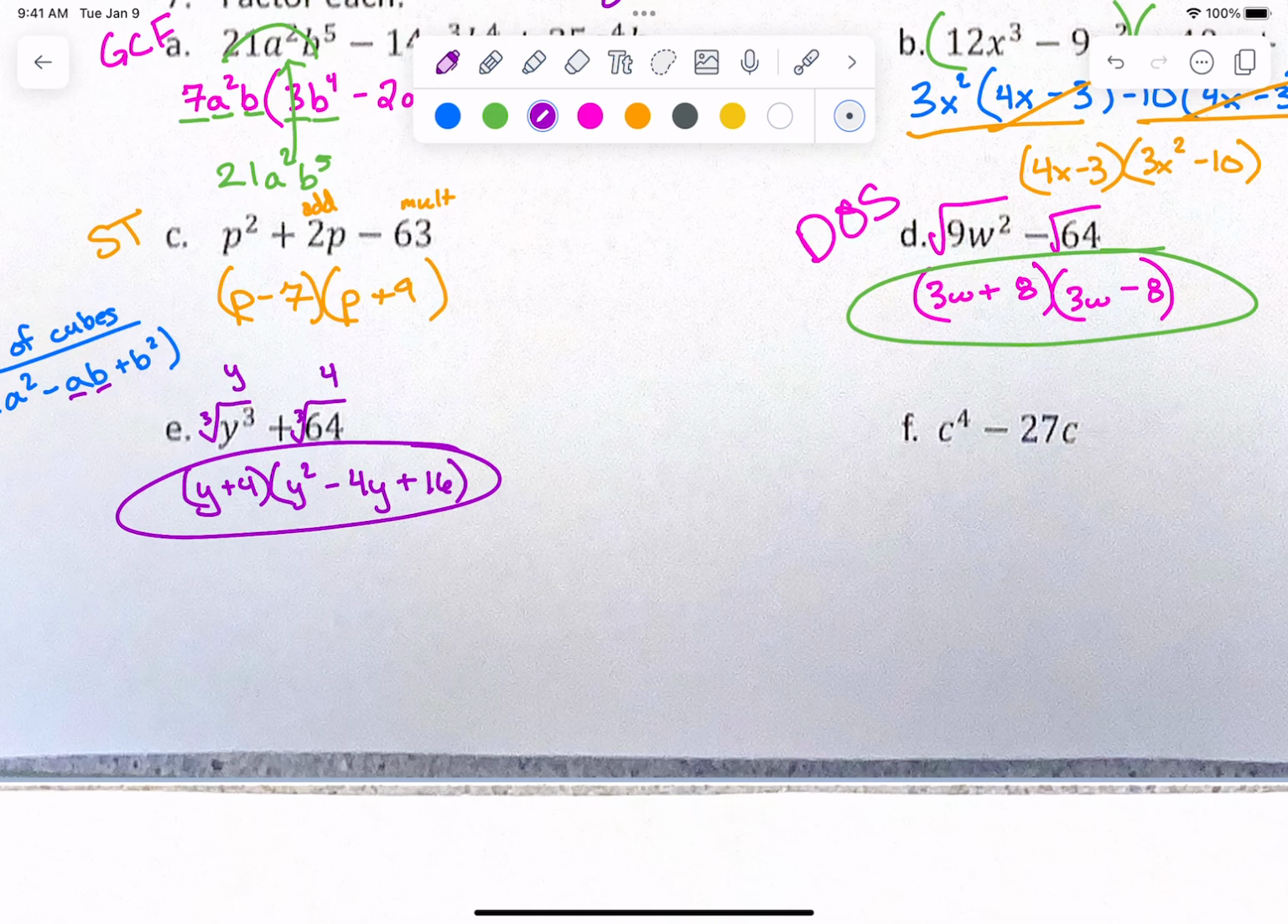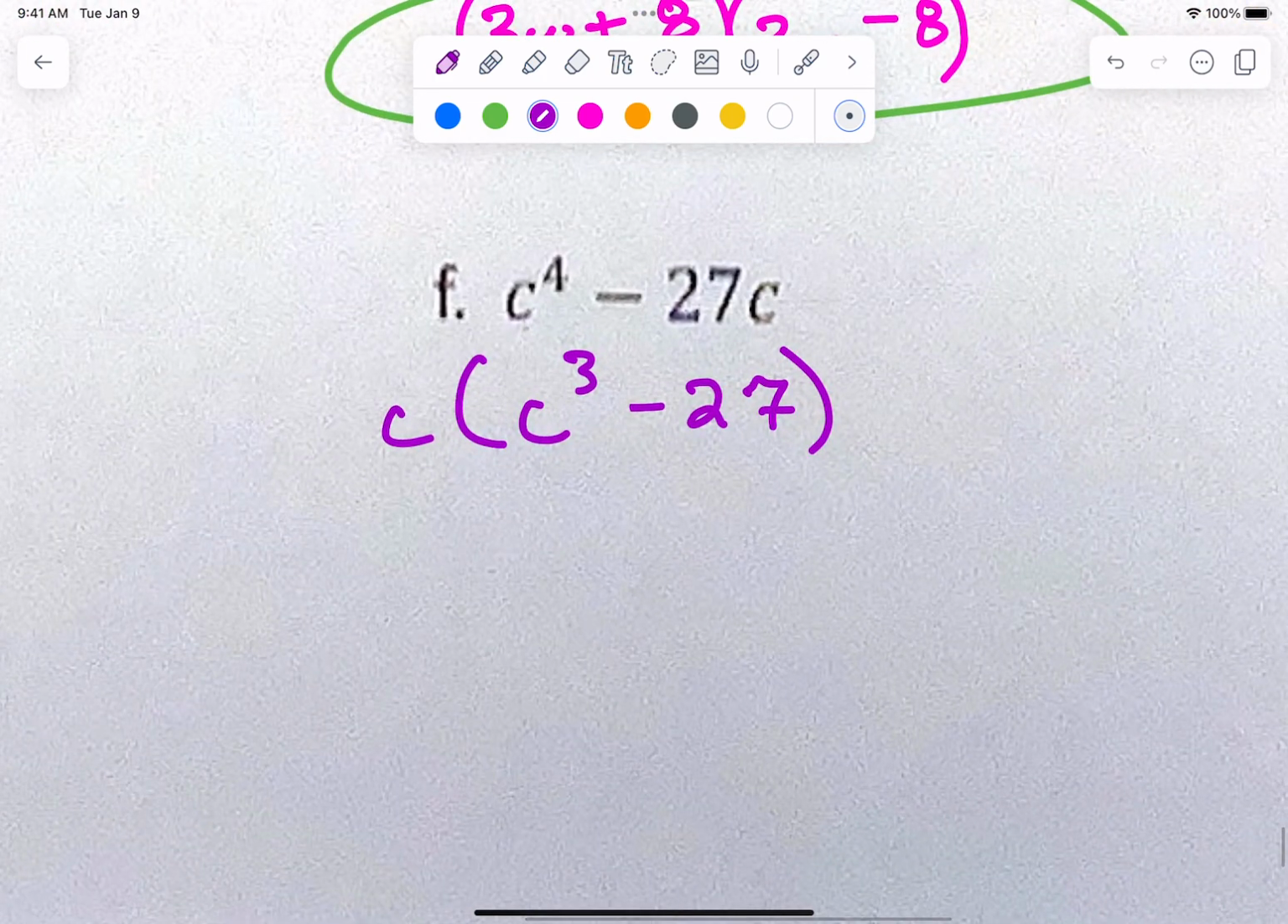Can we take out a C? You betcha we can. C cubed minus 27. Now that's a difference of cubes. Okay. You do this one. C cubed minus 27.